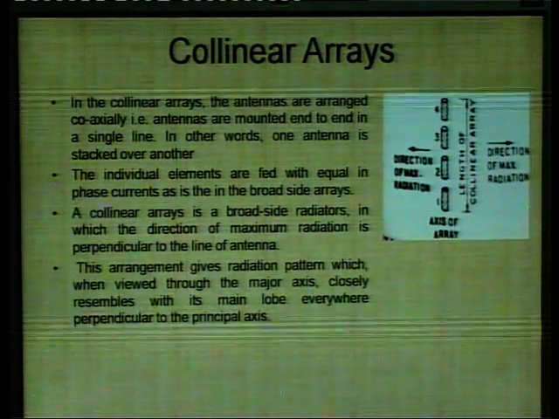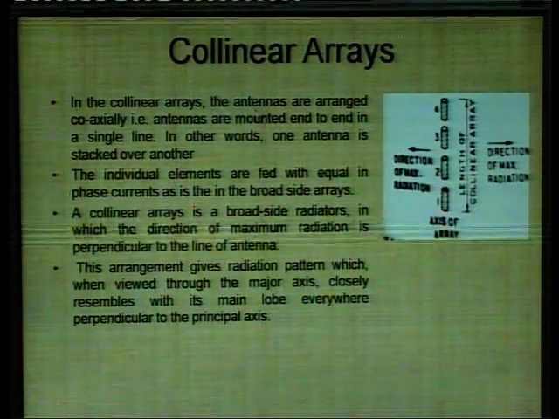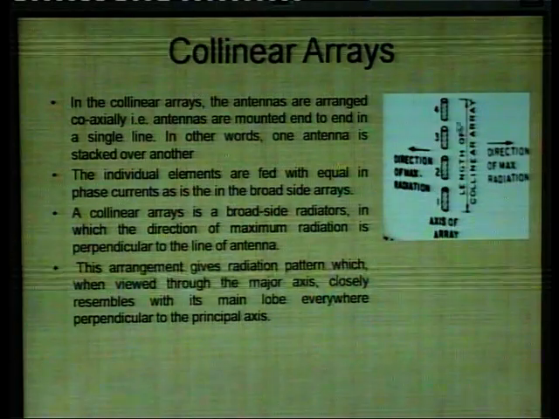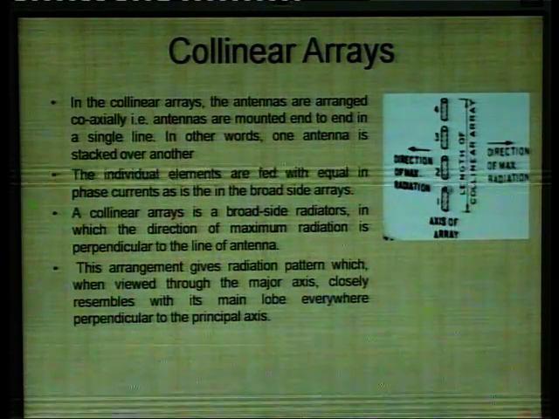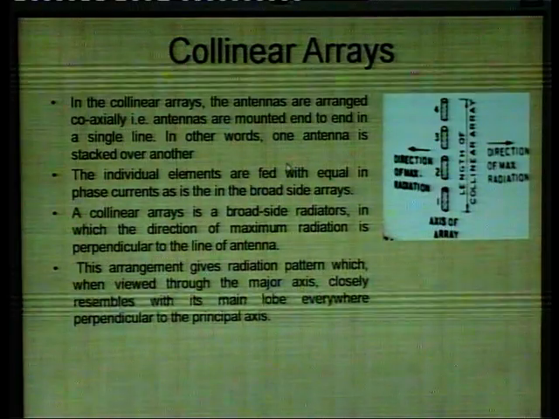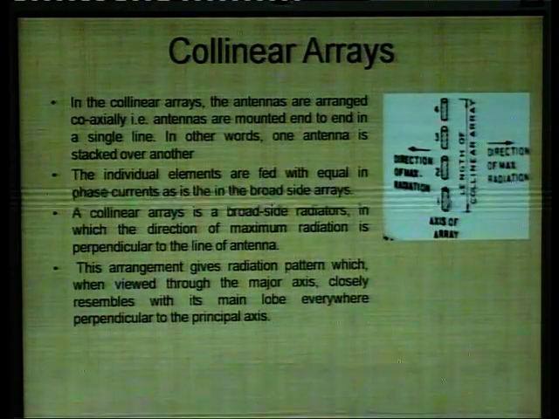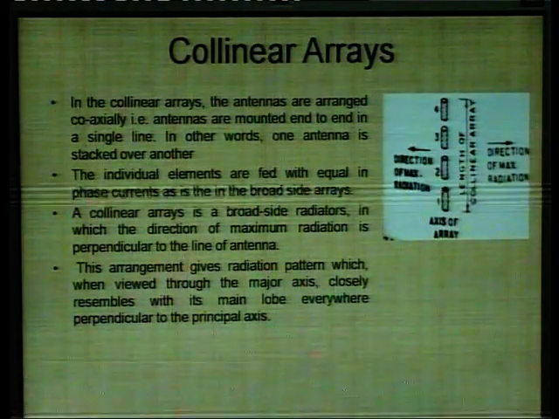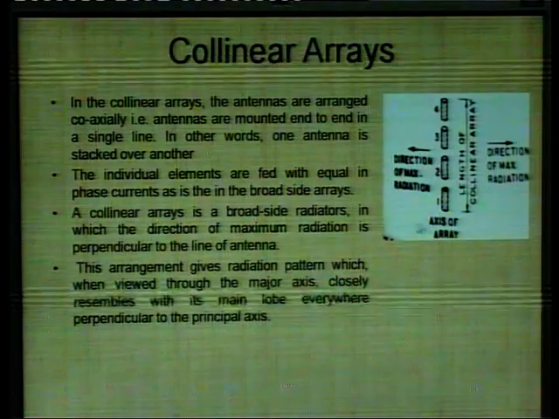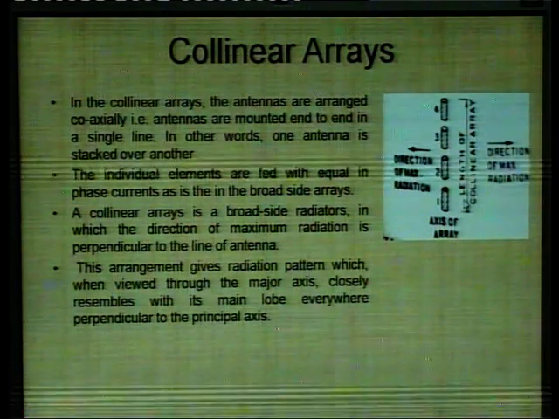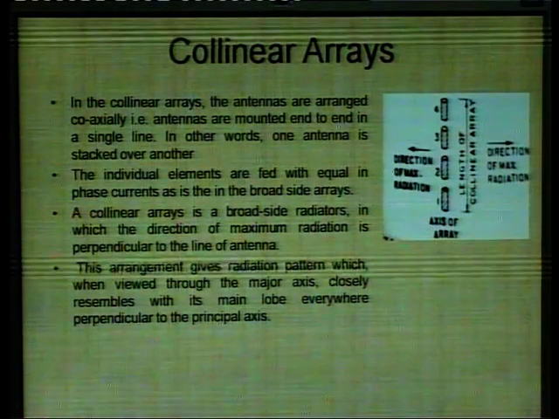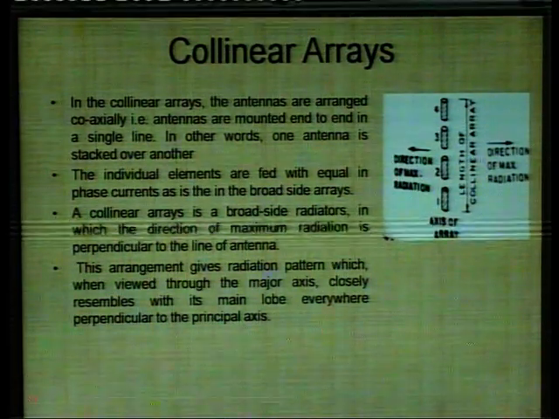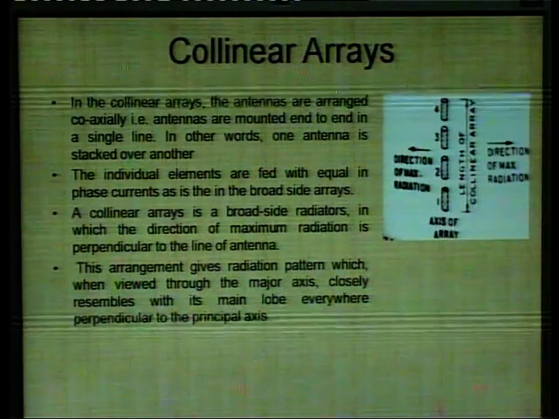Third is the collinear array. In a collinear array, antennas are arranged coaxially. Coaxially means mounted end to end. In other words, one antenna is stacked on the other antenna. The individual antennas are fed with equal current and the same phase, as in the broadside array. Each element is fed with a current of equal magnitude and the same phase, also in the case of the collinear array.